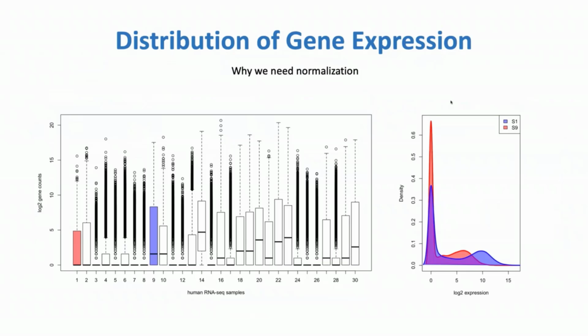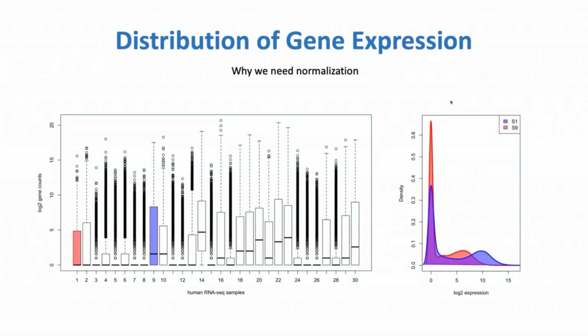Okay, so the distribution of gene expression. I wanted to put it here so you have seen it. On the left, you see a simple box plot of the gene counts, log transformed. And this is just for 30 random human gene expression samples that are publicly available. I extracted them from ArchS4.